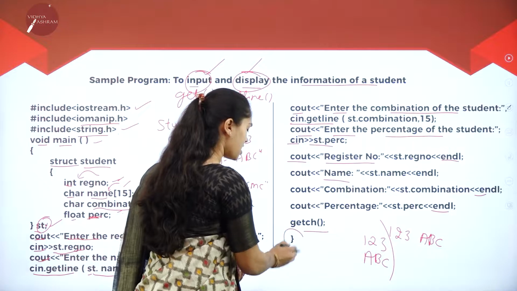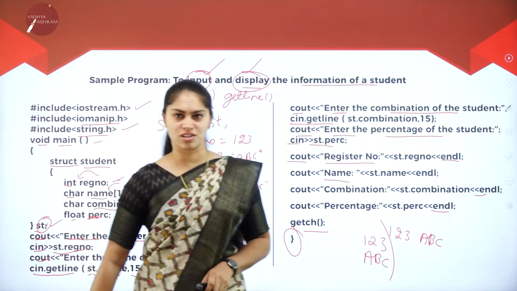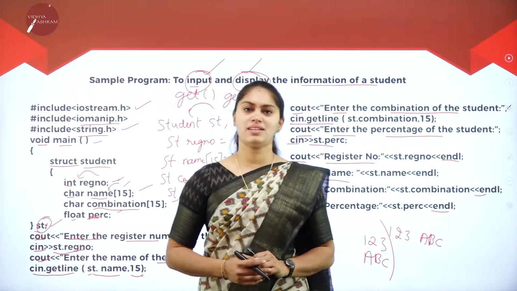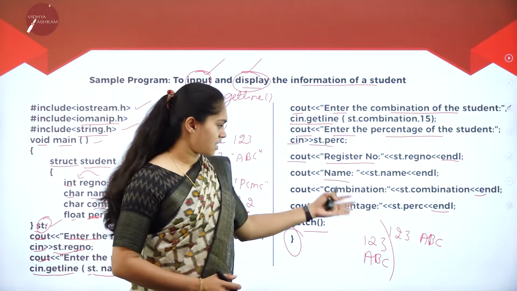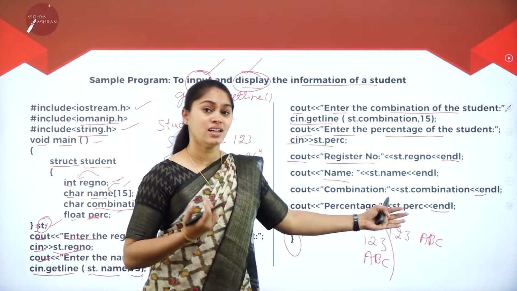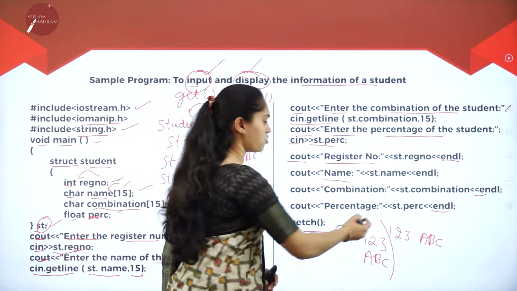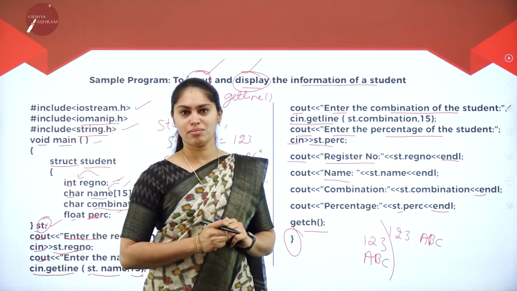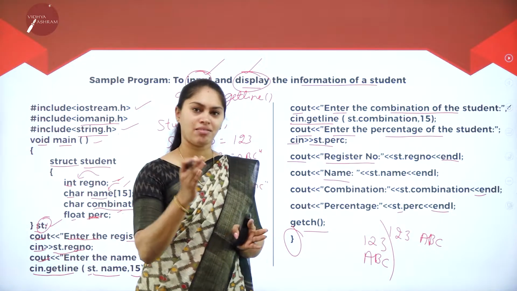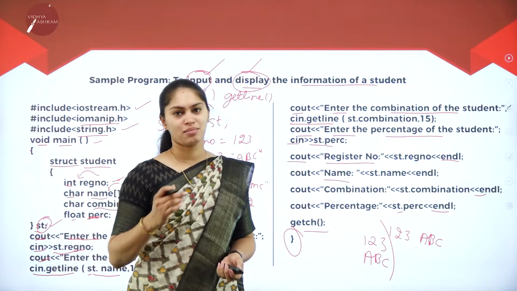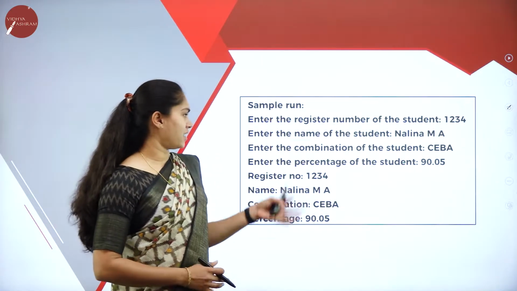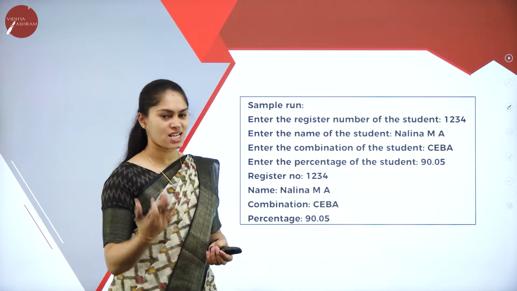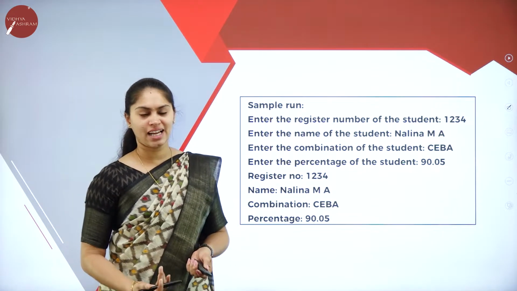So at last getch, and we are going to close the main function. This is a sample program to take an input from a user and to display it. Here we have used accessing of an element, that means accessing the members of a structure by making use of a dot operator. We have defined the structure and created the variables, whatever we did in the previous class, everything has been implemented with the help of this program. So here you can see the output. It takes a register number, name of a student, combination and a percentage, and it is displayed on the screen as an output.